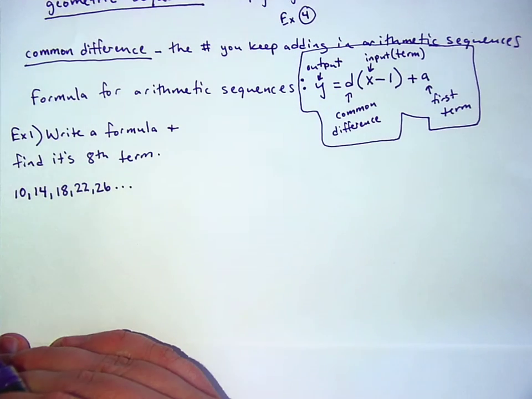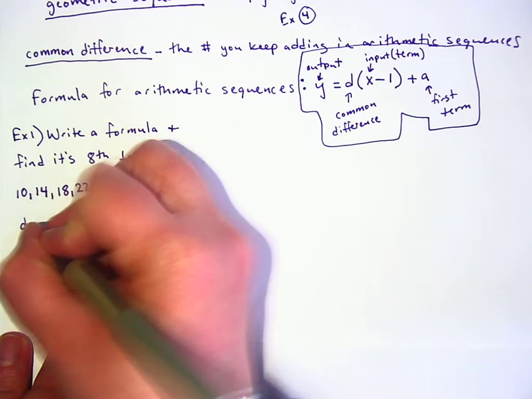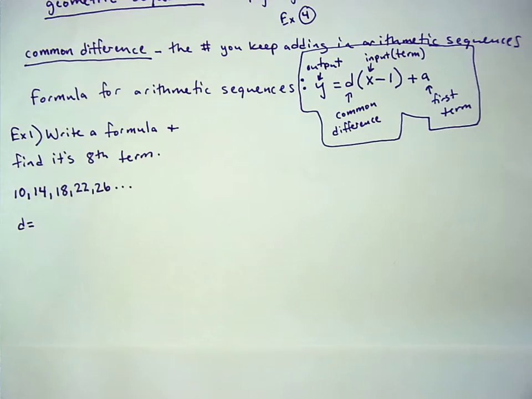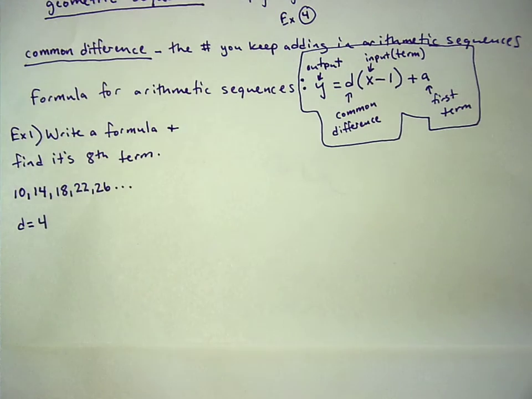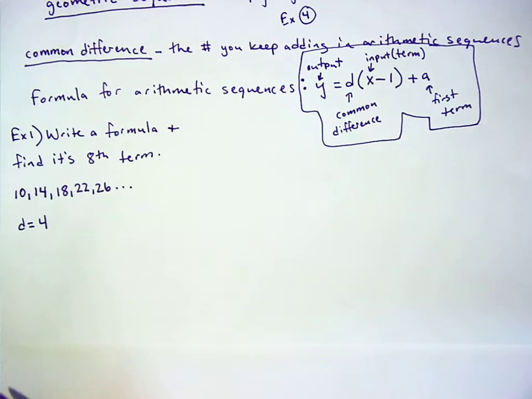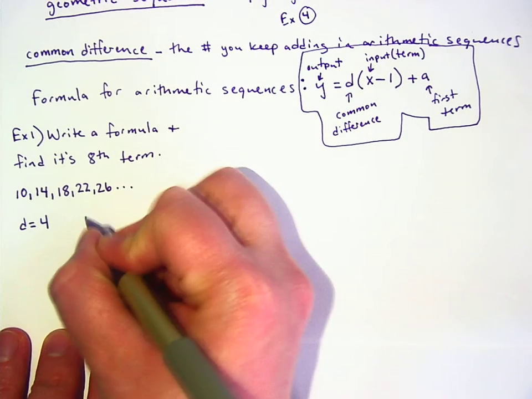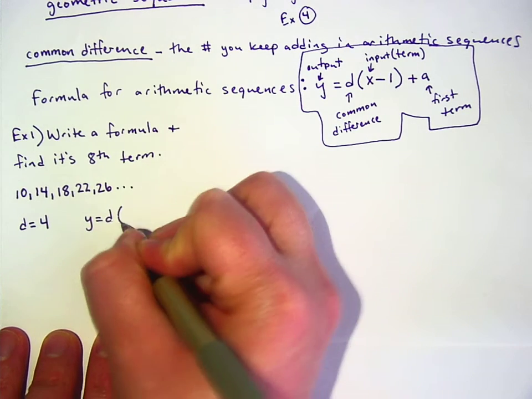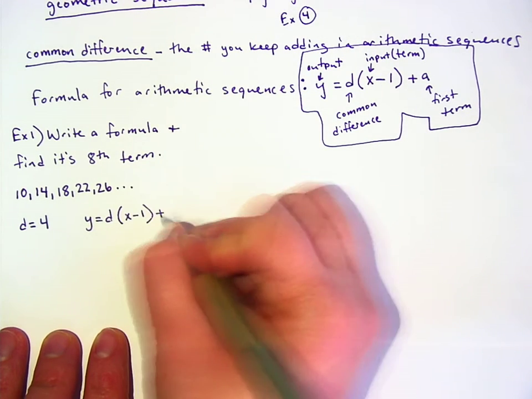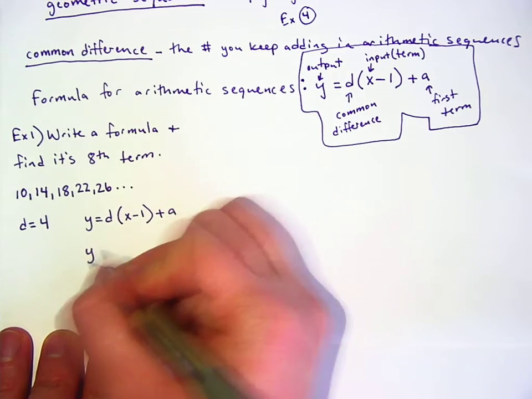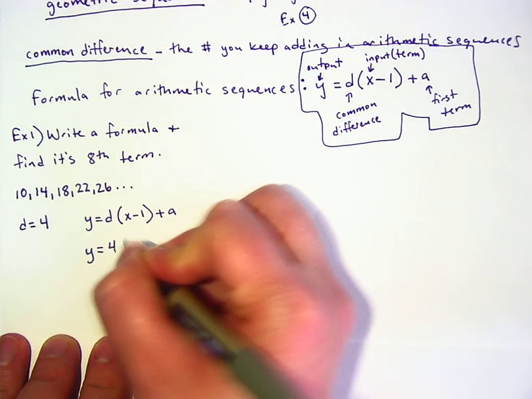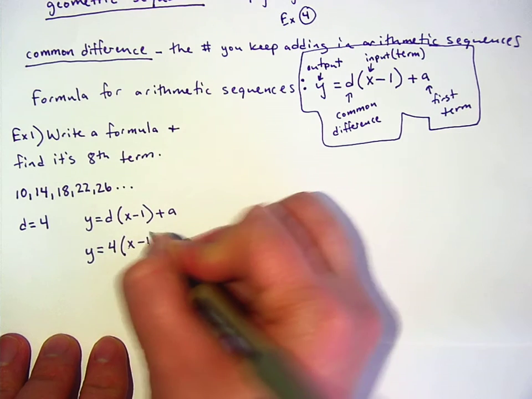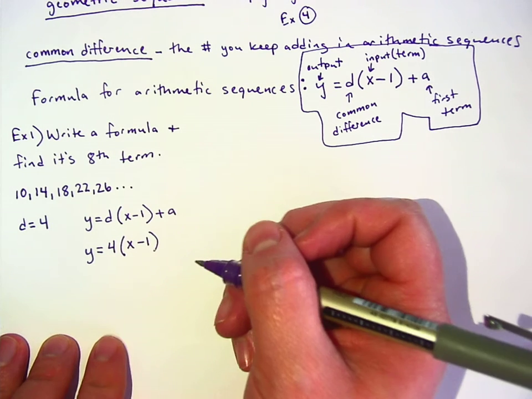All right, guys, what's the common difference in this problem? What does it change by every time? Yeah, 4. And if it went down by 4, you'd say -4. Okay? So we're always acting like we're adding. And then I'm going to start writing this equation. Y equals D times (X minus 1) plus A. I'm going to leave the Y, but instead of D, I'm going to write 4. I'm going to leave the X, but instead of A, I'm going to write down the first term.